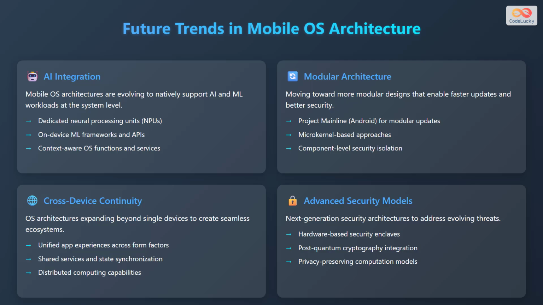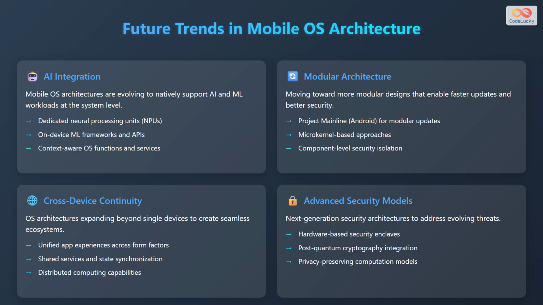Mobile operating systems are continuously evolving to meet the demands of emerging technologies and user expectations. A significant trend is the integration of artificial intelligence, where mobile operating system architectures are evolving to natively support artificial intelligence and machine learning workloads at the system level. This includes dedicated neural processing units, on-device machine learning frameworks and application programming interfaces, and context-aware operating system functions and services. Another trend is the move towards more modular designs that enable faster updates and better security.